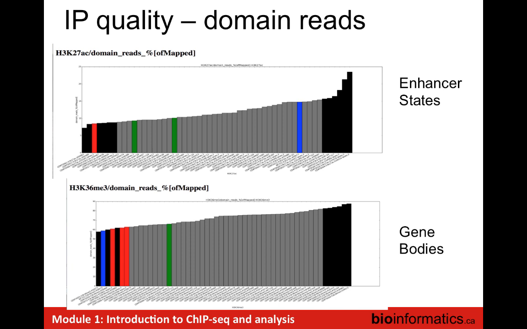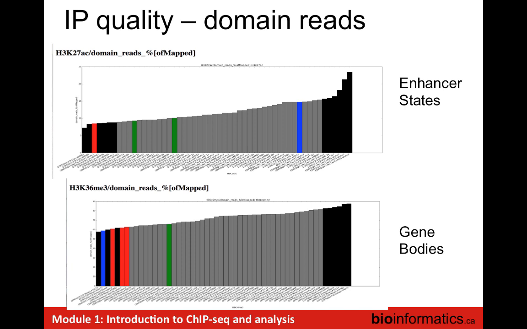Okay, finally, another very quick way to do it is to look at your domain reads. You can just look at your IP, and if you're using marks that you have expectations about their locations in the genome, you can simply take those and map out the fraction of reads that fall within those domains. So for example, with H3K27 acetylation, the top panel, we can take enhancer states. All we do is take all the enhancer states that have been published in the NIH Roadmap. We have a set of coordinates, and these are easily obtainable. And then you can just ask, how many reads are falling in these enhancer states? And this is the kind of thing you see.